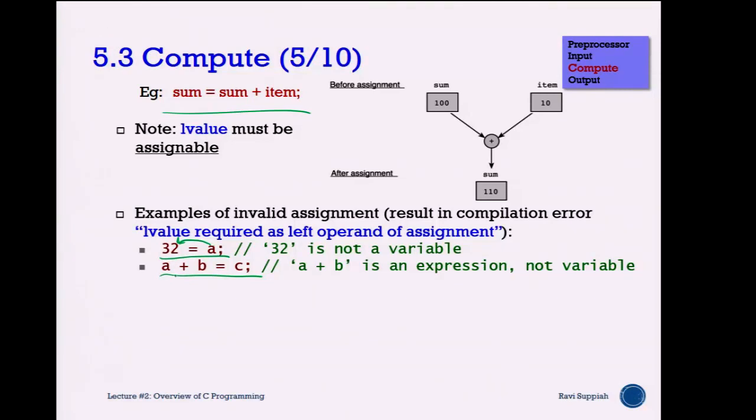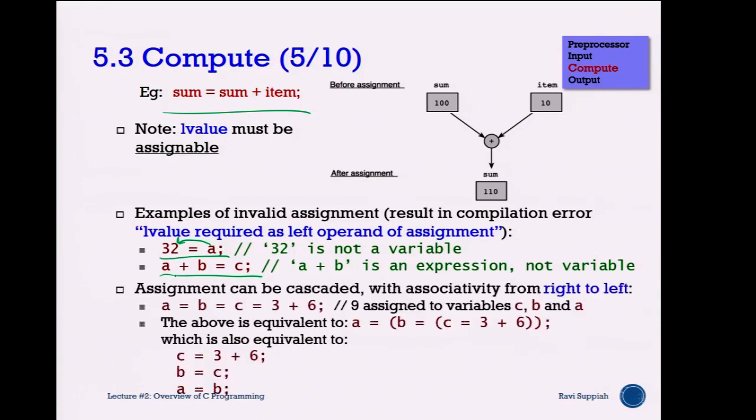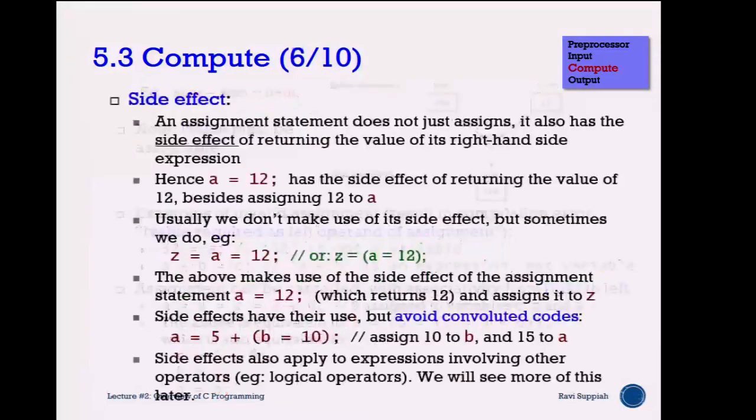Same thing over here, A plus B equals C. What will you get? You will get an error saying that the L value cannot be assigned. Why? Because in this case, the L value is A plus B, and A plus B is an expression. It's not a data type, it's not a variable. So you need to be careful of how you write your statements to see which one is allowed and which one is not allowed. You can also have statements like this where multiple variables are assigned together.